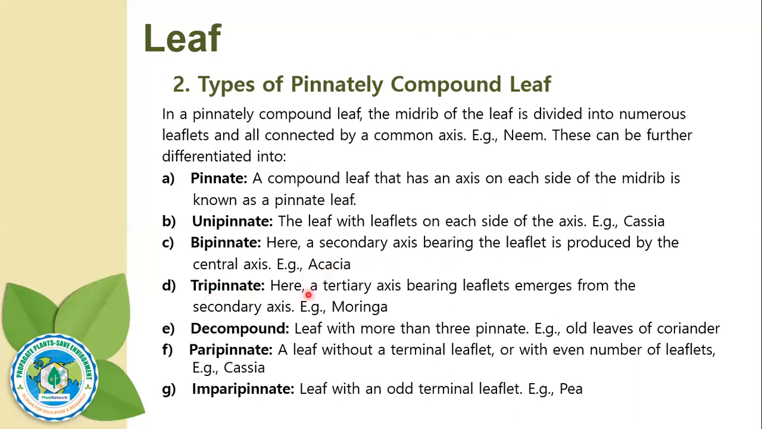A tripinnate, here the tertiary axis bearing leaflets emerges from the secondary axis, for example, in the moringa. Moringa, in Urdu, is known as suhanjana. Decompound leaf, with more than three pinnate divisions, for example, the leaves of coriander. Coriander means dhania. Paripinnate is a leaf without a terminal leaflet, or with an even number of leaflets, for example, the cassia, which in Urdu is called amaltas. Imparipinnate is a leaf with an odd or terminal leaflet, for example, in the pea.